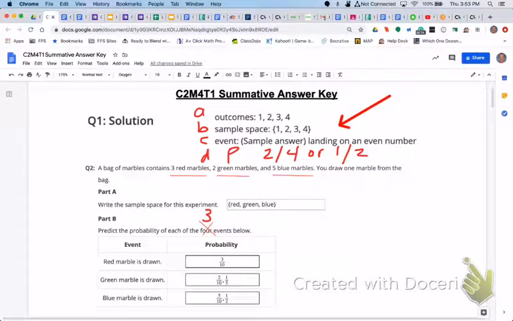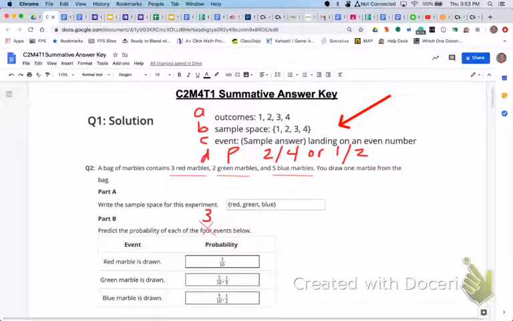For letter A, the outcomes were 1, 2, 3, and 4. The sample space was also 1, 2, 3, and 4 if you look at the spinner. For letter C, the event that you may have picked might have been different than the sample answer that I have here of landing on an even number.